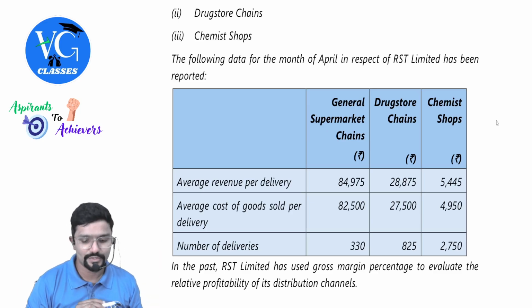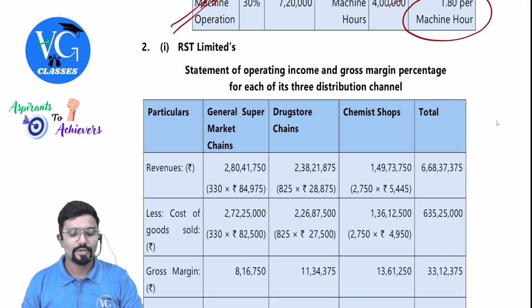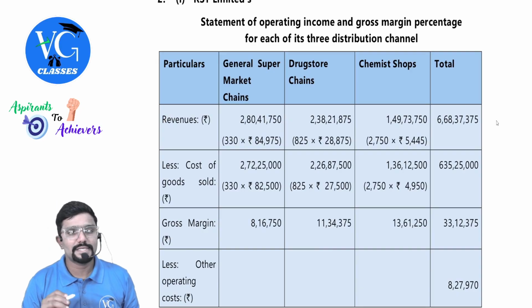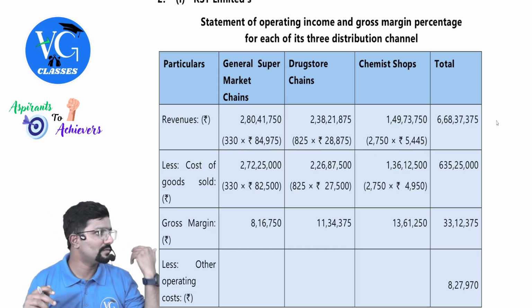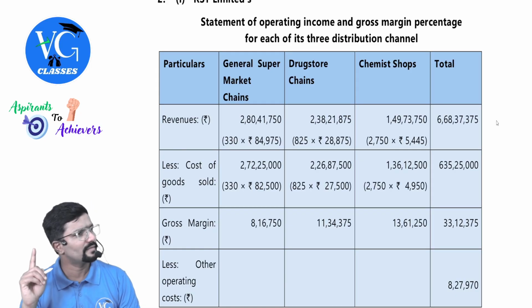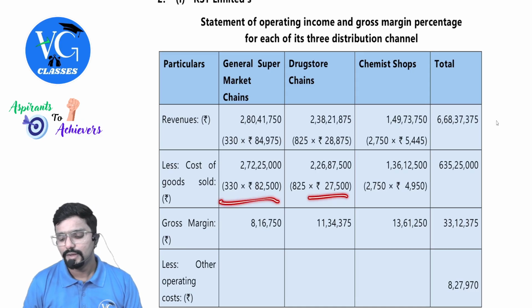Let us look into the solution. Second one. Revenue is given, guys. Multiply. I already showed you. Okay, sir. Reduce cost of goods sold. Even that is given for each and every delivery. It is given per delivery, right? Yes. Number of deliveries. Multiply.